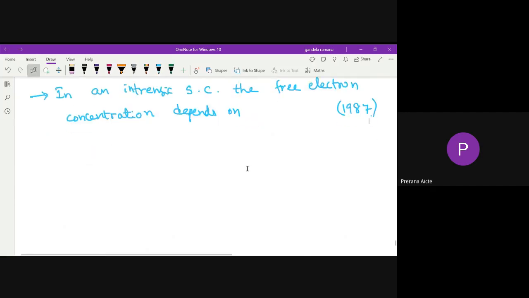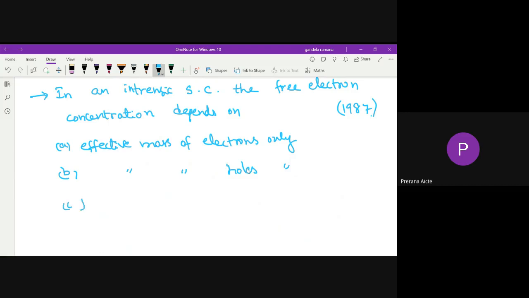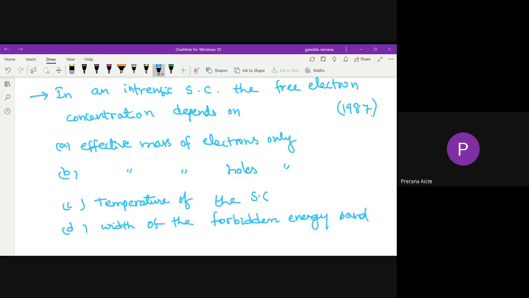They are giving the options: effective mass of electrons only, effective mass of holes only, temperature of the semiconductor, and the last option, width of the forbidden energy band of the semiconductor.